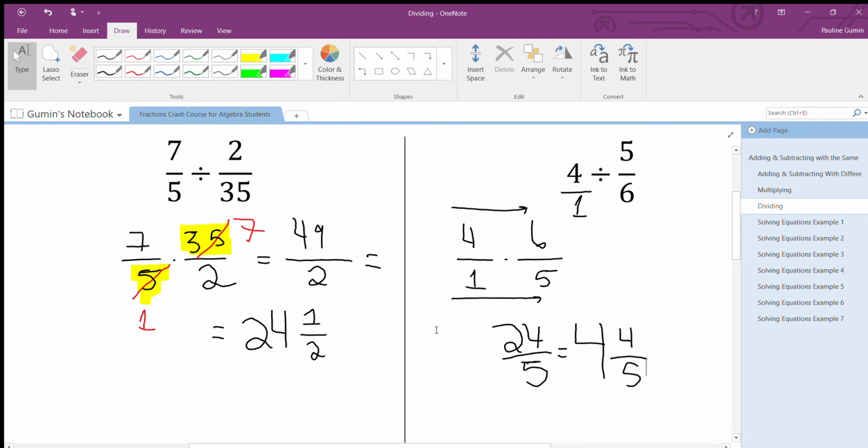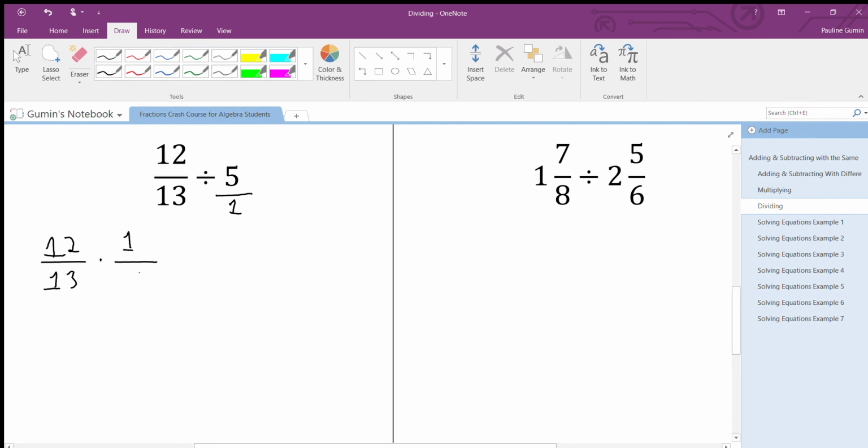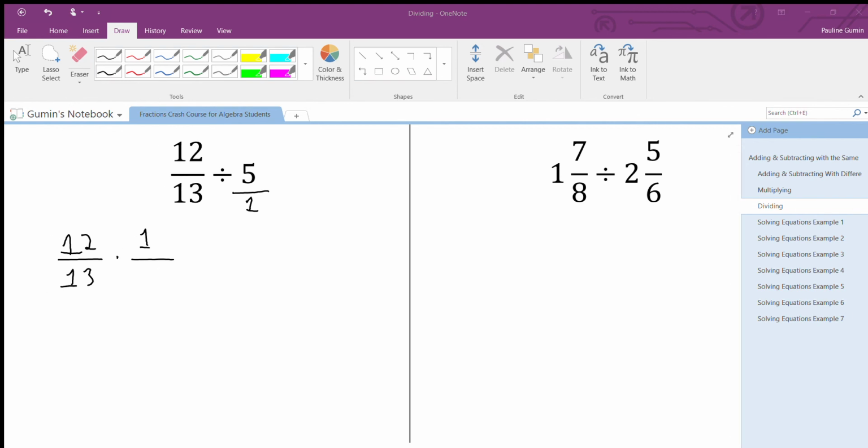Okay, 2 more and we're good to go. Once again, we have a whole number here on the left-hand side, so I'm going to write it as 5 over 1. Now, I will begin. 12 over 13 times 1 over 5. Whoopsie daisies. I wonder where that came from, whoopsie daisies. I should look that up. If any of you know where that phrase came from, comment below.